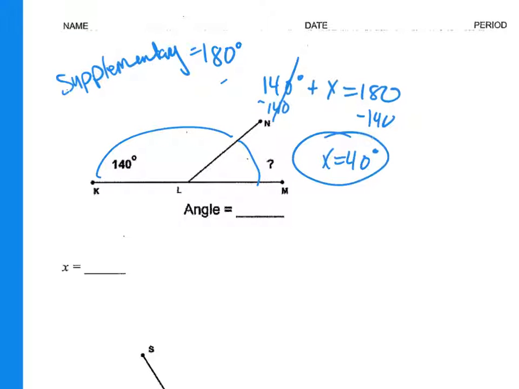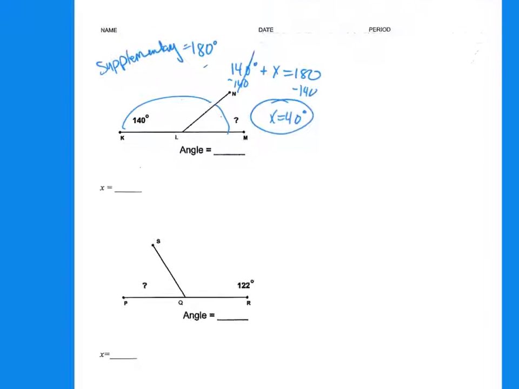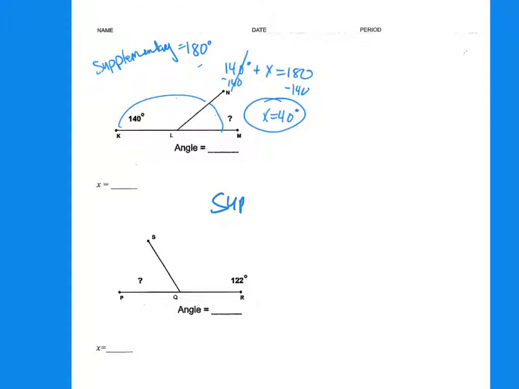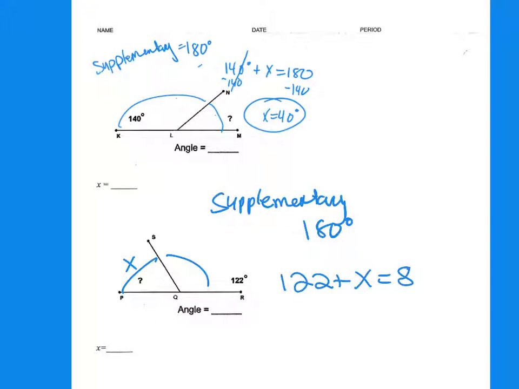Good. Same thing on the last one. It's supplementary. What is the x? That's what we don't know. We don't know what that missing angle is. One of them is 122, 48, or no, it's 88.